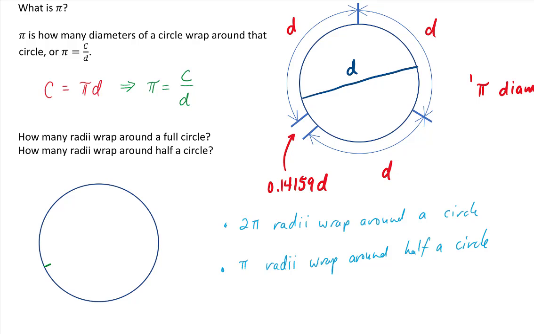So if we were to take our picture here, draw our diameter, noting that half a diameter is a radius, there would be 1, 2, 3 radii plus 0.14159 of a radius. So there'd be pi of these radii going around half a circle.